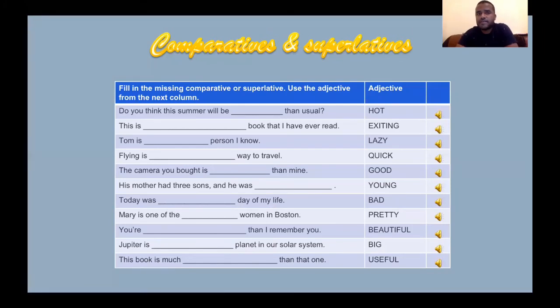Here we have an exercise we are going to do together. Do you think this summer will be than usual? And we have the adjective hot. Here we are comparing. We can say hotter than usual. We have than, which means that we are comparing two things. Exciting: book I have ever read. Here we have superlative. This is the most exciting book I have ever read.